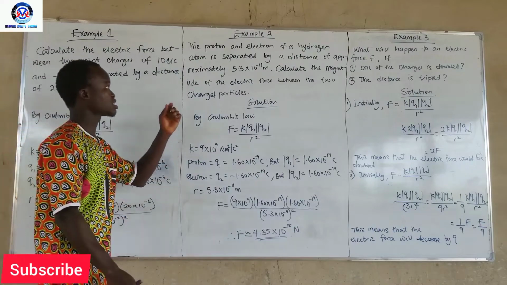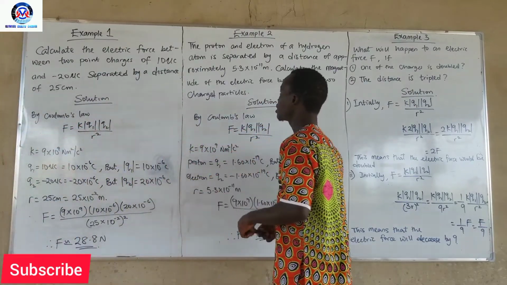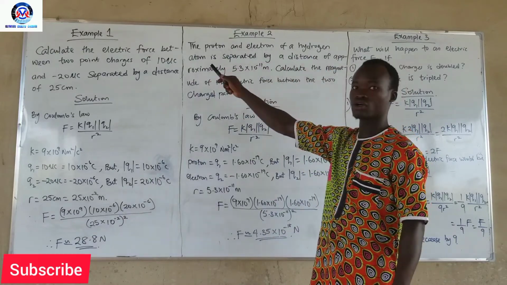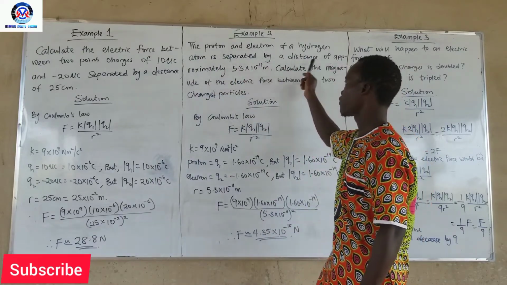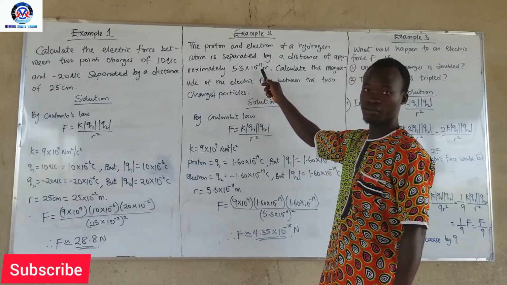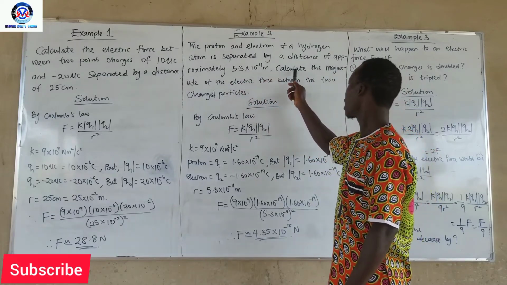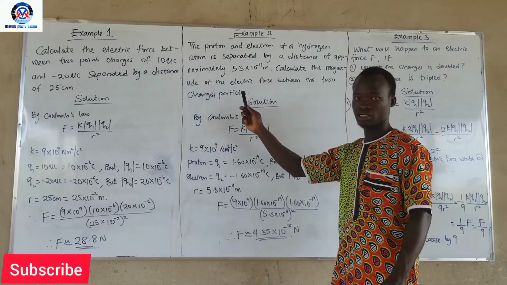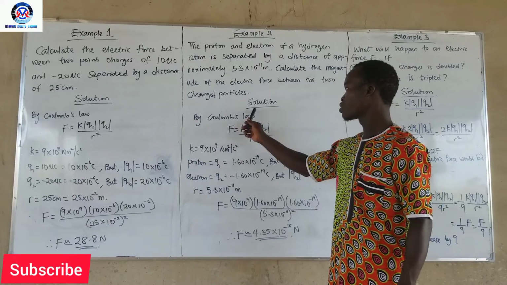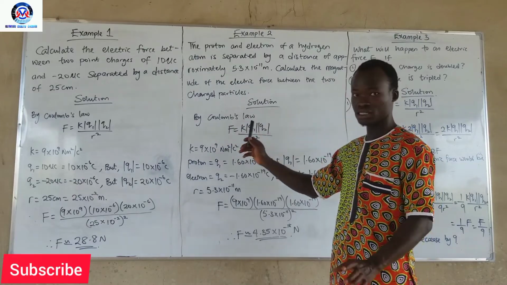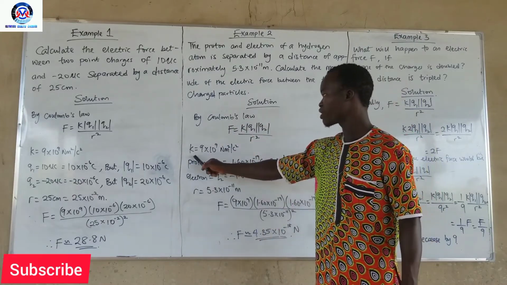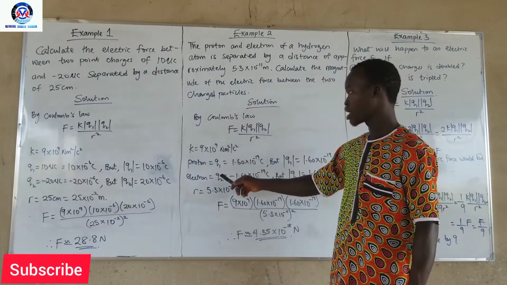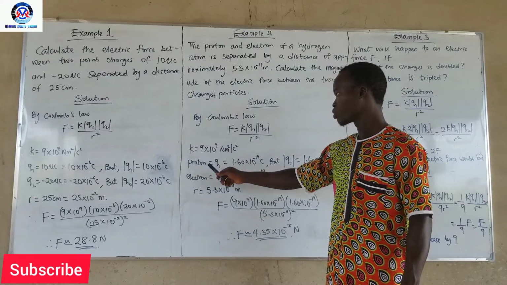So now let's look at the second example. The second example said, the proton and electron of a hydrogen atom are separated by a distance of approximately 5.3 times 10 to the power minus 11 meters. Calculate the magnitude of the electric force between the two charged particles. Now, by Coulomb's law, we know that the electric force is given by this. The value for our constant is 9 times 10 to the power 9 Newton meter squared per coulomb squared. And the proton is Q1.